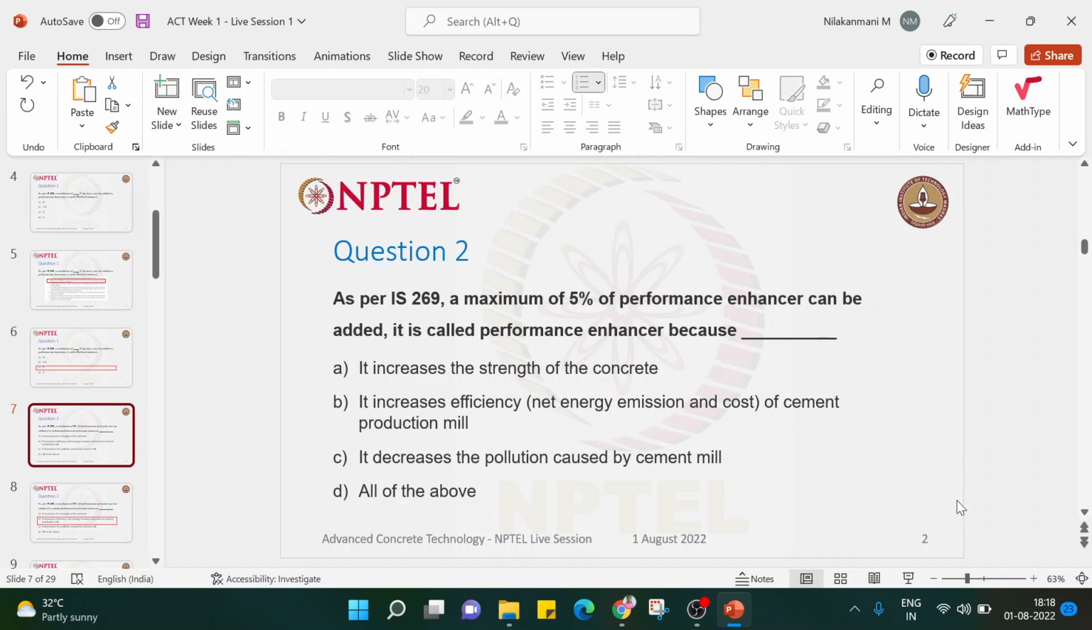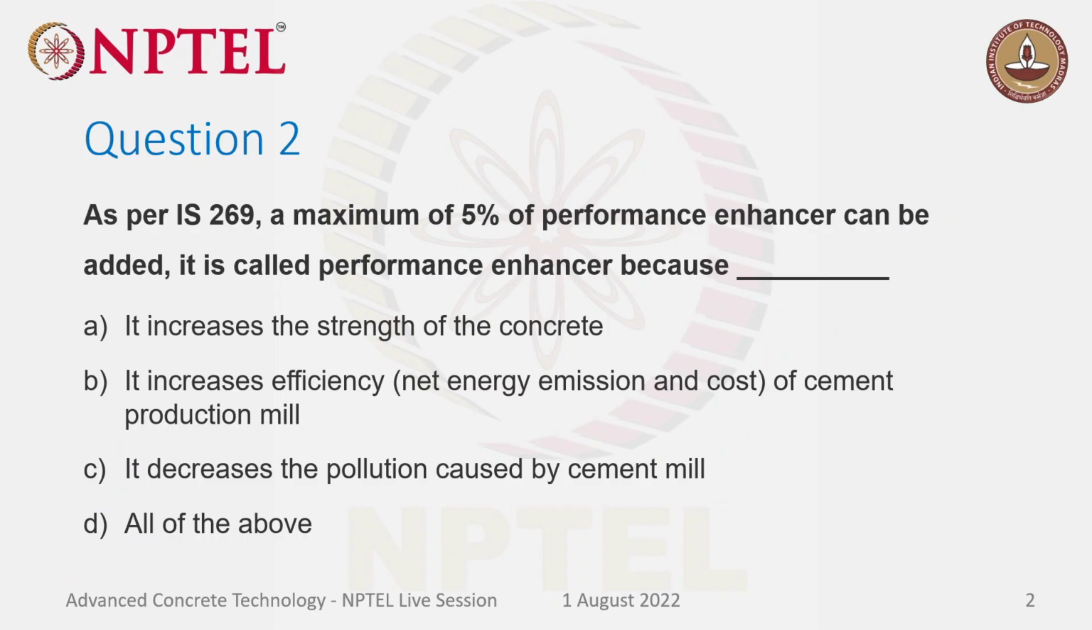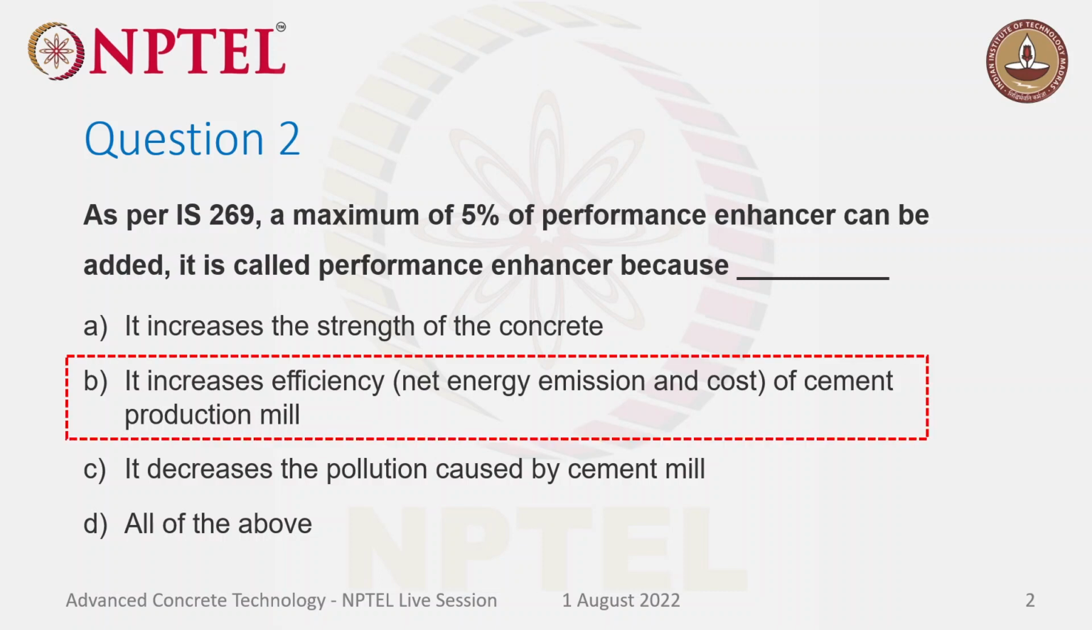So, what is the purpose of adding this performance enhancer? Mostly we use finely ground limestone powder, and not fly ash or slag, which is not calcined. So why don't we do calcination of this 5% performance improver, and why are we adding it directly? The reason is that it reduces the net energy and carbon dioxide emission as well.